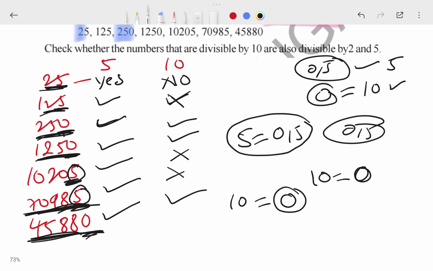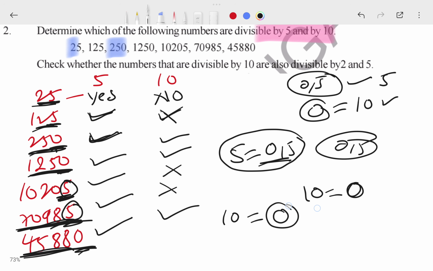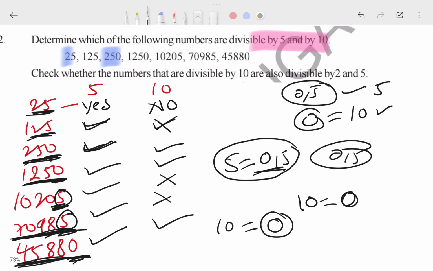So why is it divided by 5 here? Because at the end of the number it has to be 0 or 5. So here it is 5, divisible. Here also 5, it is divisible. Here it is 5, here it is 0, that's why it is divisible, because we need 0 or 5 at the end. Okay, is it clear to you? Right, now let's check it again.